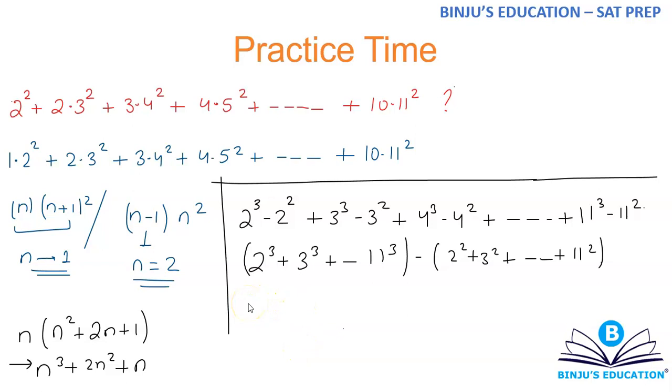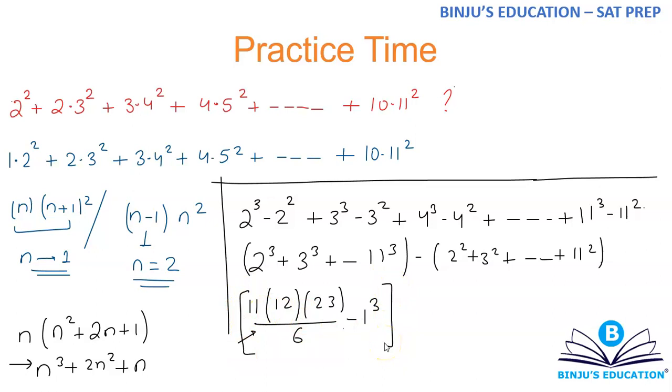For the cube part, the formula was n into 2n plus 1 into n plus 1 by 6. So this will become 11 into 12 into 23 divided by 6. Now this formula, n into 2n plus 1 into n plus 1 by 6, is for the first n terms. That is, if I'm going from 1 cube up to 11 cube, then I can use this formula. But what I have is from 2 cube to 11 cube. So I'm going to use this formula and subtract 1 cube from it in order to balance it.